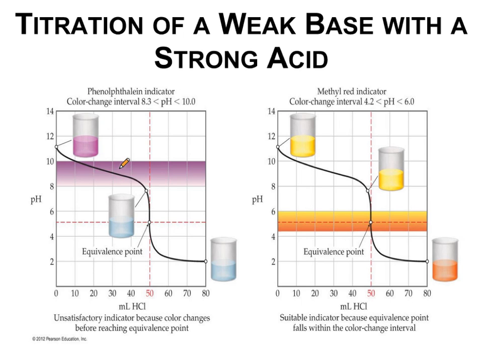The volume at which an indicator changes colors is called an endpoint, but we're most of the time interested in the equivalence point. Over here, methyl red would be a much better indicator. It changes colors between pH of 4.2 and 6. That range includes the equivalence point of this titration.